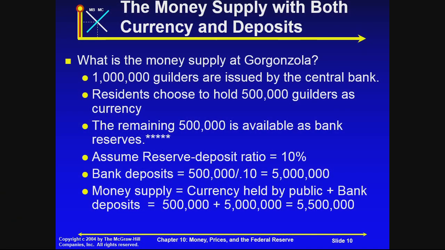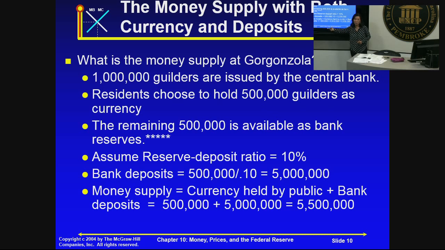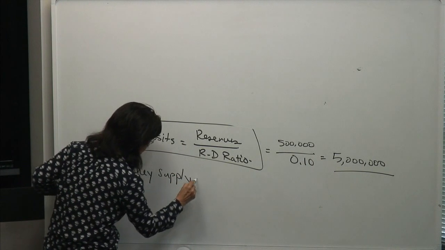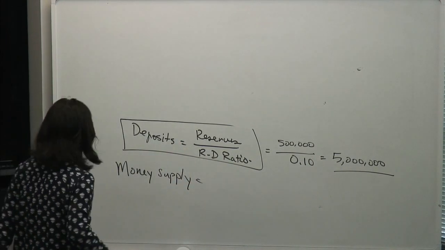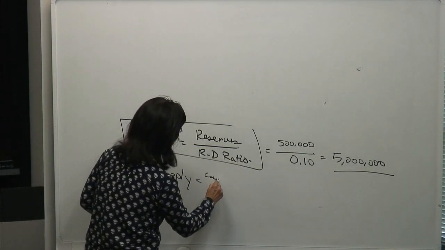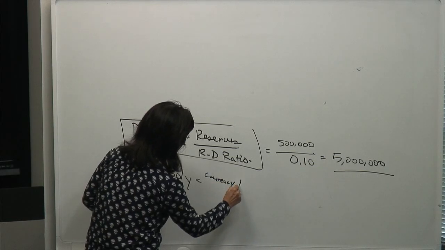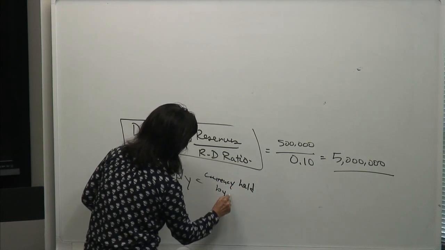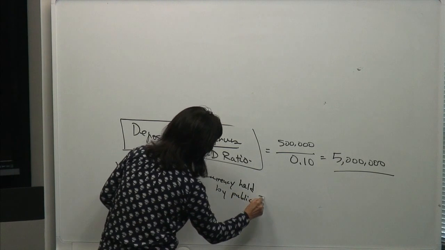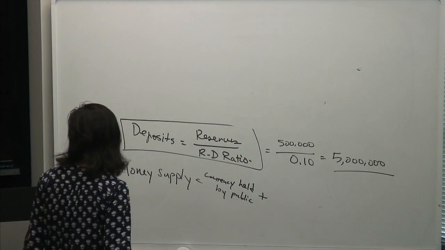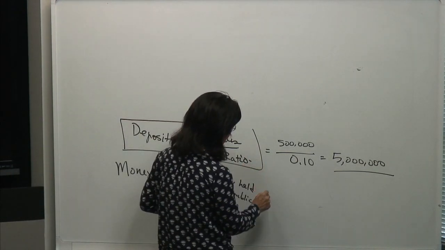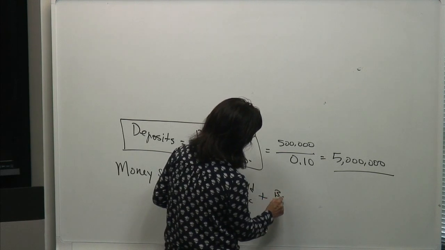Next, this is probably the most important equation for today. That last equation, write it down. That is a 10-star equation. The money supply consists of 2 variables. Number 1, the currency held by the public, plus bank deposits, not reserve, but deposits.